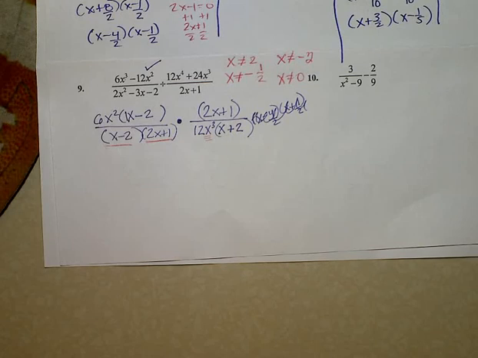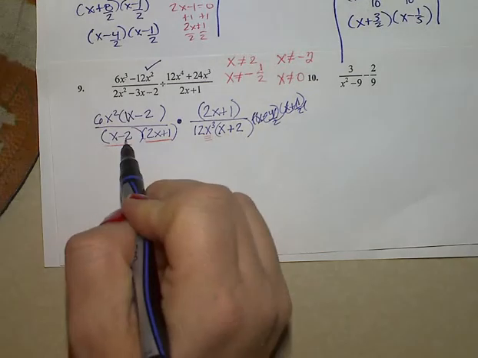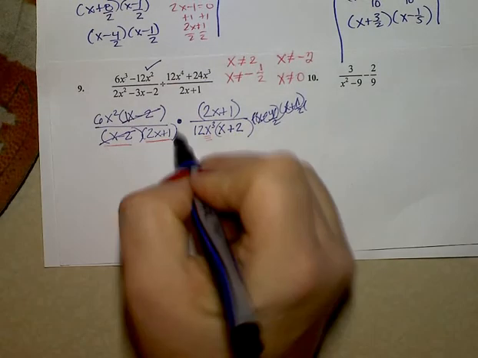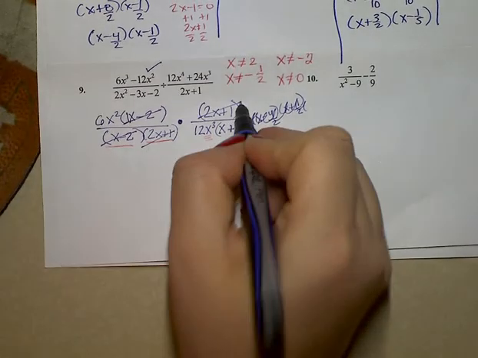Step number 3 says, what can we cancel? So I have an x minus 2 on the bottom, and I have an x minus 2 on top. I have a 2x plus 1 on the bottom and a 2x plus 1 on top.